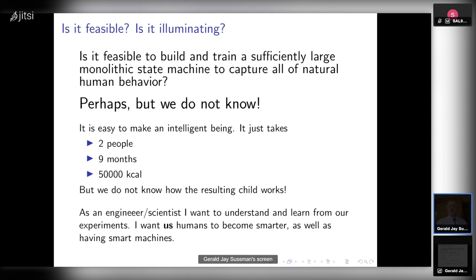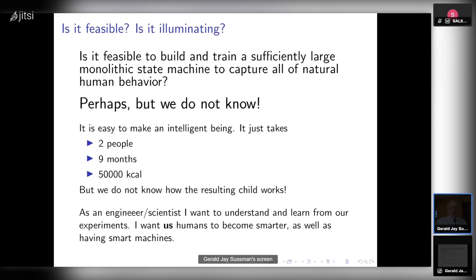And one of the things that an engineer or scientist wants to do is to learn from the experiments, understand how things work. What matters to me more than just having smart machines is that I want us humans to become smarter. And the way we become smarter is by learning things by doing this kind of scientific experiments. So that's a real challenge. So what are the prospects and the impediments for making intelligent machines with understandable mechanisms?